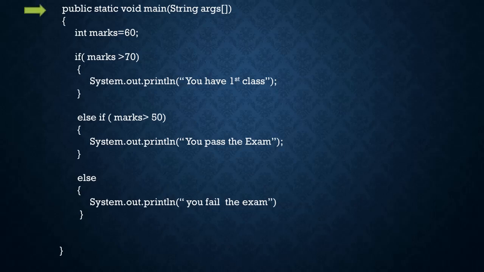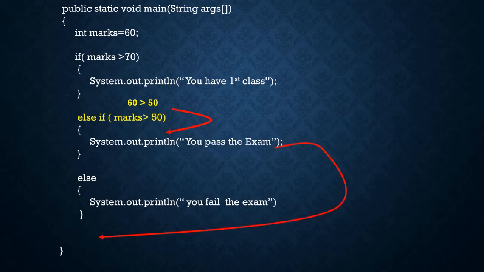Now look at this. I come here, now my marks is 60, and then I am checking. 60 is greater than 70? No, that is not. It's false. Then what happened? I come to the else if part, and then I'm checking 60 is greater than 50. Yes, that is. Therefore, it will execute: you pass the exam, but you don't have a first class. And then after that, it comes to the end of the if condition.